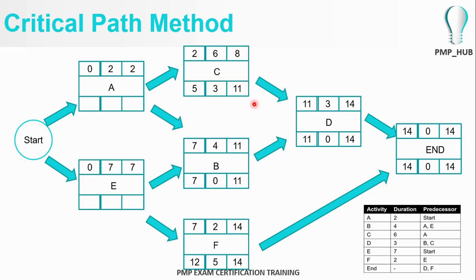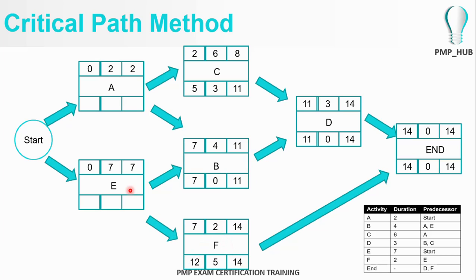Same goes here. Activity C, the latest finish time will be day number 11, because activity D's latest start time is day number 11. So the latest finish time for activity C is day number 11. The latest finish time for activity B will be day number 11. For C, duration 6 days, calculating 11 minus 6 is 5. For B, 11 minus 4 is 7. And here, straight away from the end, the latest finish time of activity F is 14 days. 2 days for duration, 14 minus 2 is 12.